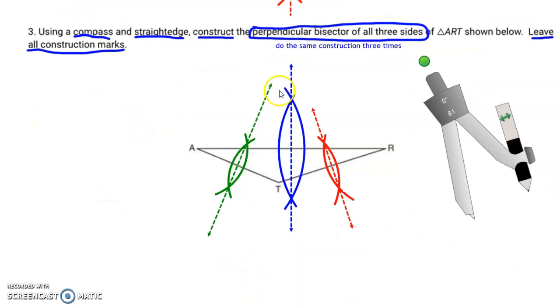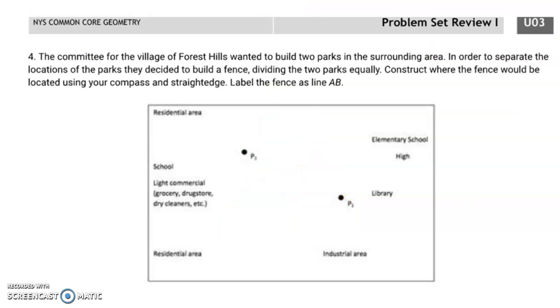For number 3, it asks you to do the same thing, but it asks you to do it 3 times. So this was a little confusing for students. They were saying, well, where do I draw the perpendicular bisector? It says construct the bisector of all 3 sides, so you need 3 bisectors. Moving on to the second page of problem set for lesson number 1. Again, pause the video, try these questions, and come back to see if you got them right.